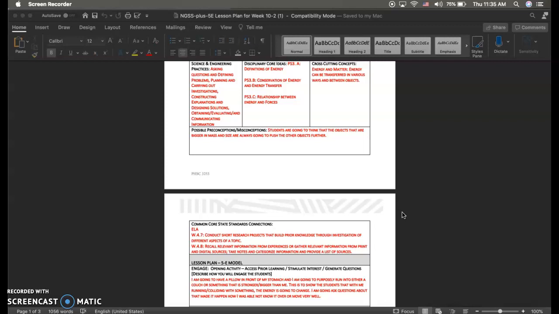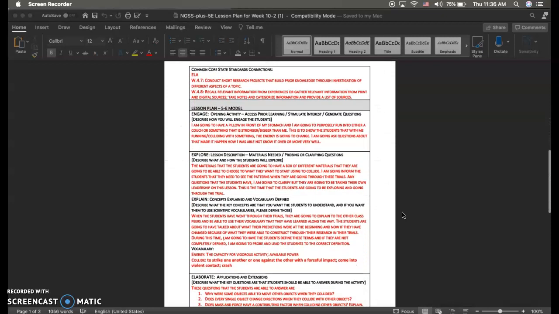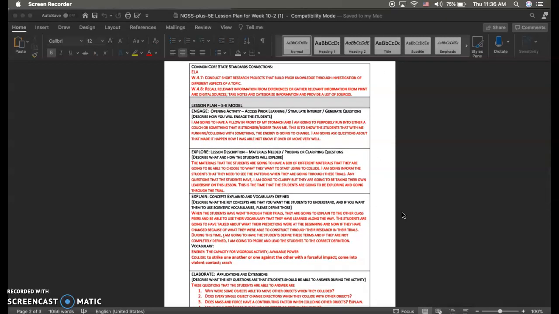Some cross-cutting concepts would be energy and matter. Energy can be transferred in various ways and between objects, like stated above. Some standards that can go along with this are English language arts. There are 2 standards, and I will let you guys read that. And if we wanted to, we could honestly include math as well for how long it would take for things to collide.